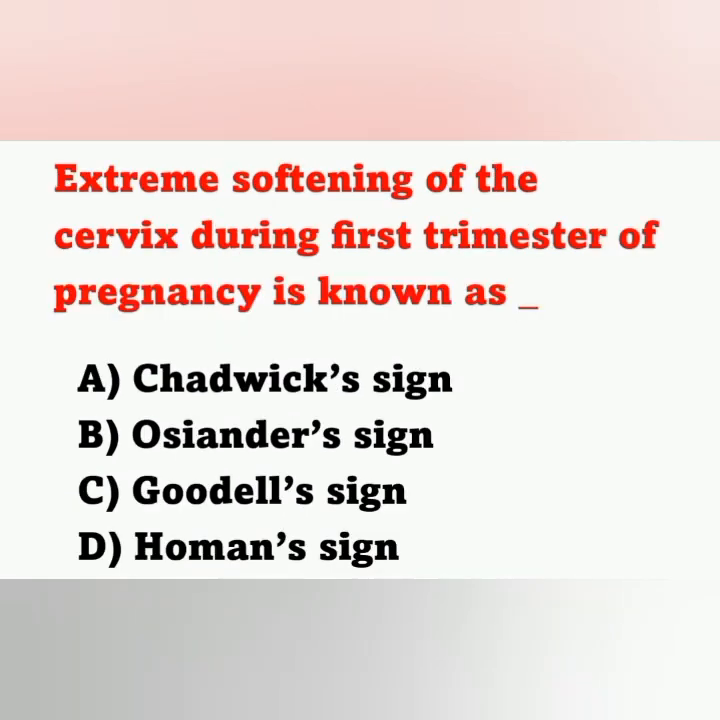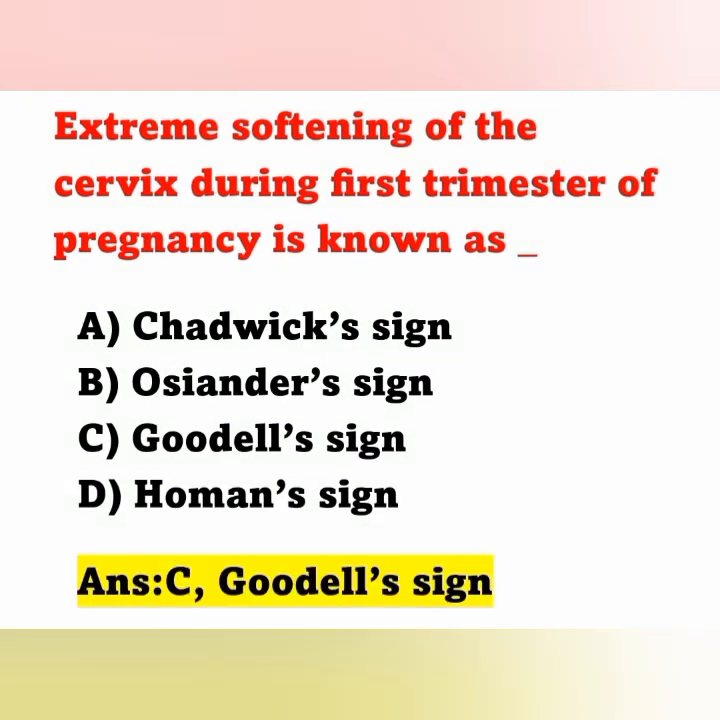And the next question: extreme softening of the cervix during the first trimester of pregnancy is known as what? Option A, Chadwick sign. Option B, Osiander sign. Option C, Goodell sign. Option D, Hegar sign. Extreme softening of the cervix during the first trimester of pregnancy is known as Goodell sign. Option C is the correct answer, and it is commonly seen as early as the 6th week of pregnancy.